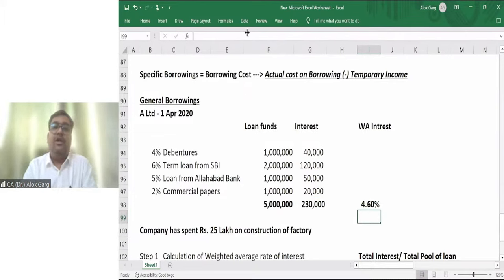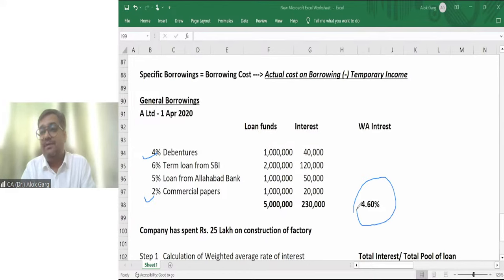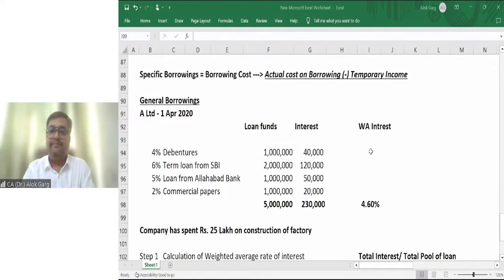You can see that a few loans are sitting at 2% and some at 4%, but still your weighted average interest is coming out at 4.6%. Why? Because some of your loans are also sitting at 5 and 6%, right? So the weighted average interest rate is 4.6% at which this company has done its borrowings. I hope it is clear to all of you.